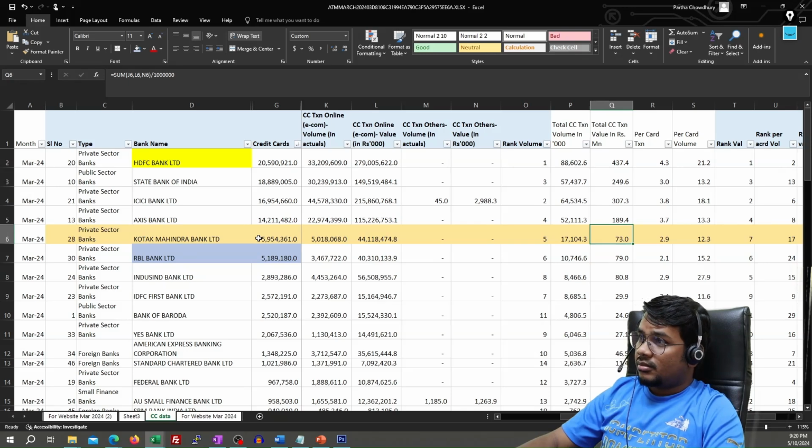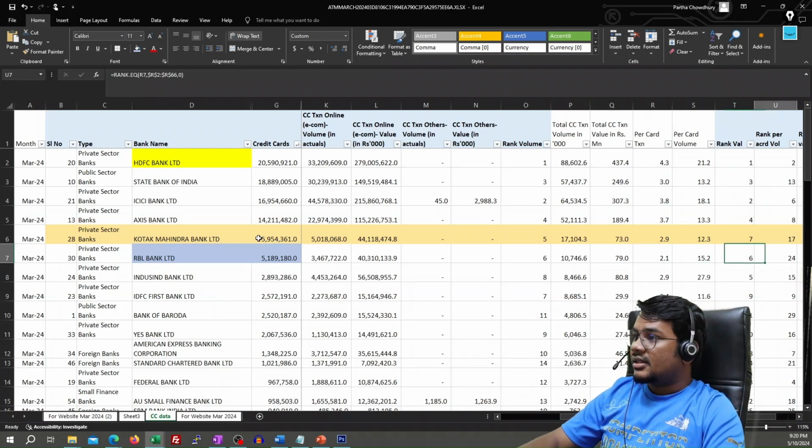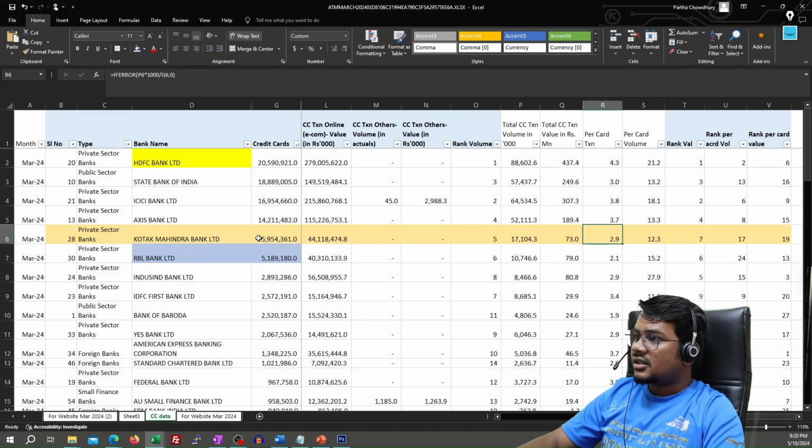73 million is the value of transactions generated in the month of March by Kotak Mahindra Bank. 79 is RBL. Others are much ahead, so it is difficult to catch up for Kotak. And if you see per card transaction, RBL is very close by, and HDFC's per card transaction is much ahead of others. It is a difference of almost 1.3.